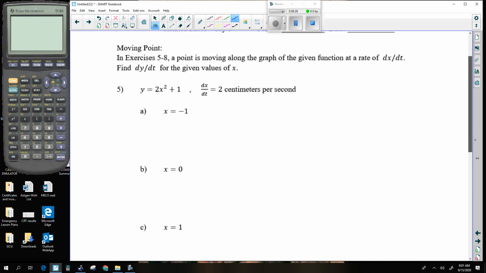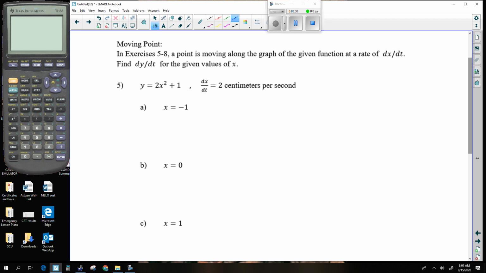Okay, in this exercise, a point is moving along the graph of the given function. Given dx/dt, find dy/dt for the values of x. All right, so this is somewhat of a more realistic situation. They want to know what dy/dt is at all of these different values.